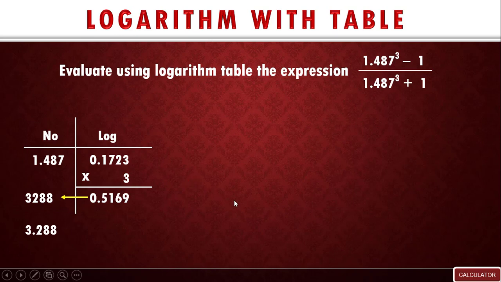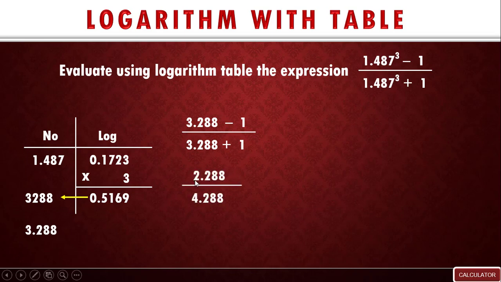So the next thing to do now is to work it round, putting the value that we got into the expression now, and we have 3.288 minus 1 over 3.288 plus 1, and then when we remove 1 from this it will become 2.288, and the down one, when we add 1 to it, it will become 4.288. If you are not sure, you can make use of your calculator to check that.